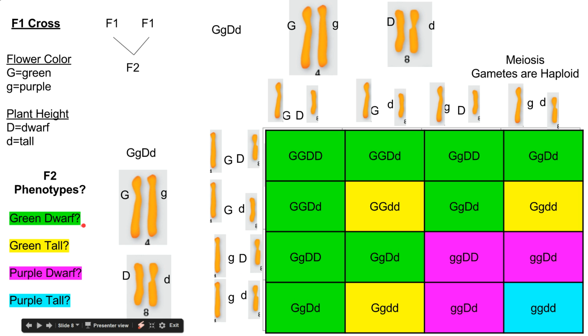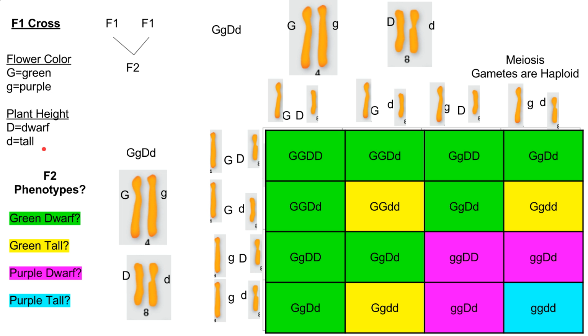Now, what is green tall? Green tall, again, could be GG or big G, little g, and it would still be green. To be tall, though, it has to be homozygous recessive. So that's a green tall, sorry. That's a green tall, and that's a green tall. Purple dwarf has to be little g, and then it could be big D, or big D, little d. And these three match that. And this one right here, purple tall, is little g, little d.